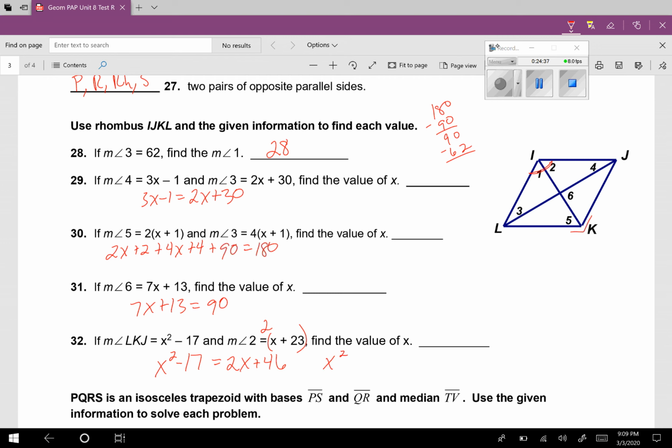And then now it's a quadratic, so we have to set it equal to 0. So you have x squared minus 2x minus, and then if you add 46 plus 17, you get 63. It's equal to 0. And then now you guys can factor it so that you can get those two roots. Remember, they're going to have to multiply to be negative 63, and then when you add them, you're going to get negative 2.